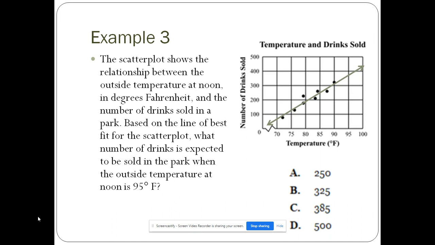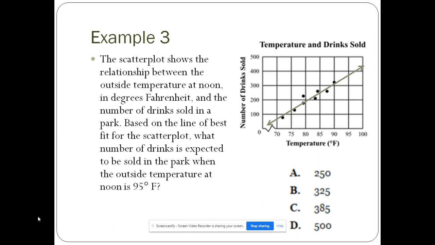So when the temperature is 95 degrees Fahrenheit, so you're looking along the x-axis here, what is the number of drinks expected to be sold? So that's your y value. So basically, what is the y value when x is 95? So based on our line of best fit, it looks like it's somewhere between 300 and 400. So in this multiple choice problem, we can definitely rule out A and D. So now it's between 325 and 385.